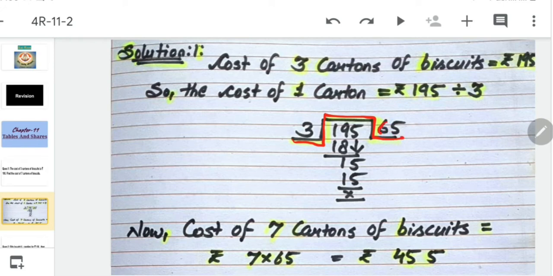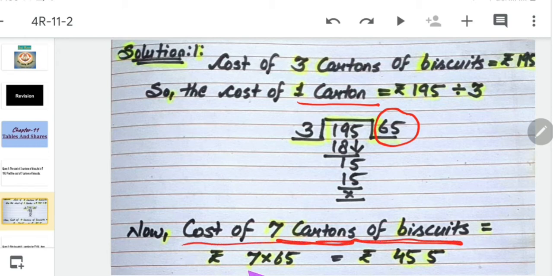As we know that 3 into 6 is 18. Then 19 minus 18, we have 1 as remainder. Then this 5 will come down and it will become 15. Now we all know that 3 into 5 gives 15 and we will have nothing in remainder. So that means 65 is the cost of 1 carton of biscuit. So the cost of 9 cartons of biscuit will be 9 into 65, that is 455. Okay.